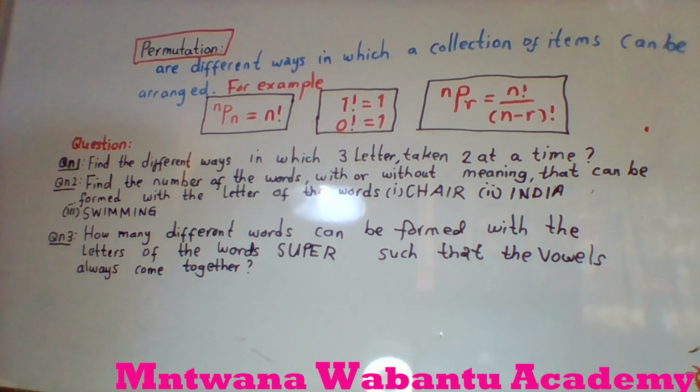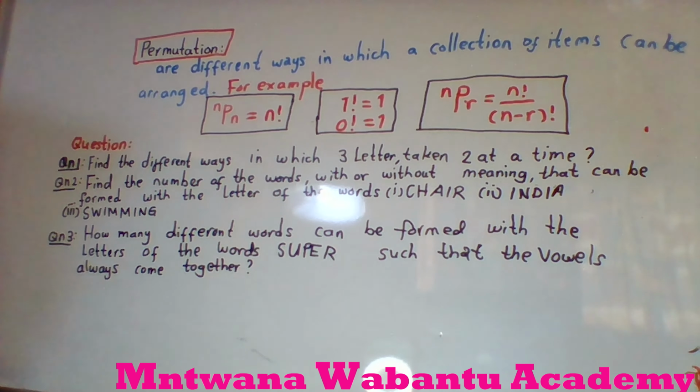Alright, so we're here live again on television cameras. This is a video request from some of the students from Africa, from West Africa. So permutation. Permutations are different ways in which a collection of items can be arranged.